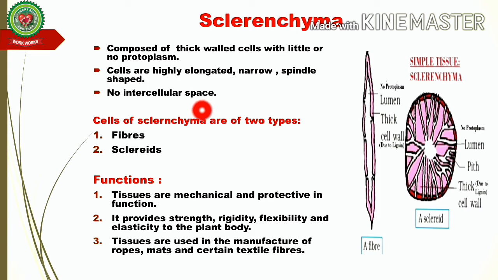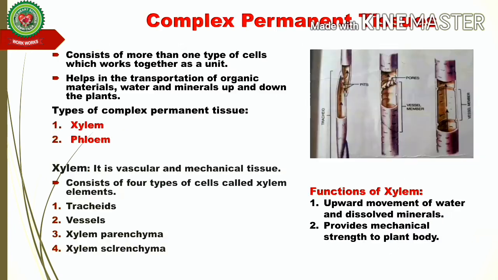If we talk about cells of sclerenchyma, it is of two types. One is fibers and another is sclerites. Fibers are long, narrow, thick and lignified cells usually present in the form of longitudinal bundles. Whereas sclerites, which are also known as stone cells, are irregular cells. They are also dead and develop in various parts of the body.